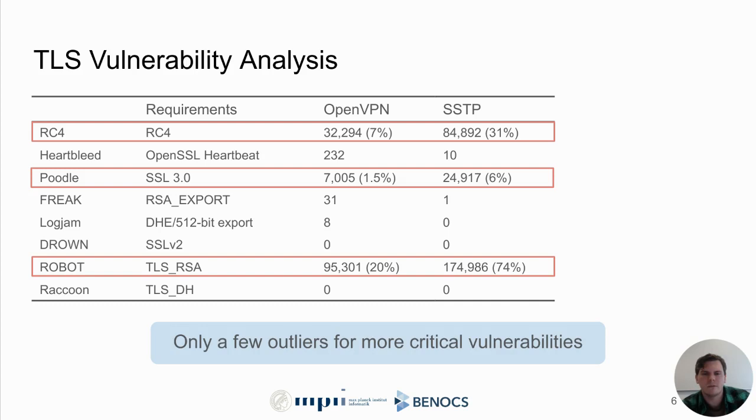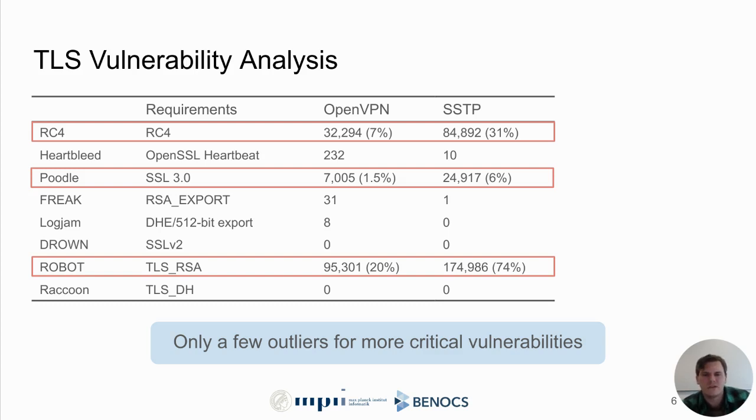As a conclusion, however, what we can say here is that we found only a few outliers for the more critical vulnerabilities, like, for example, the Heartbleed attack or more severe downgrade attacks targeting very outdated export cipher suites.